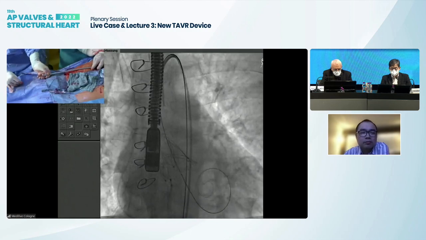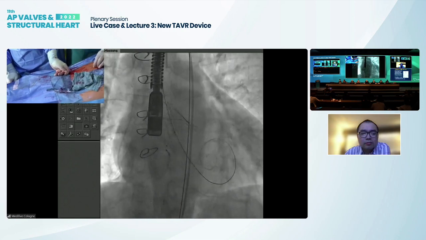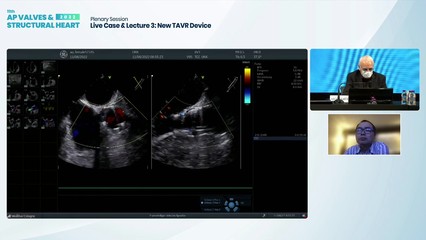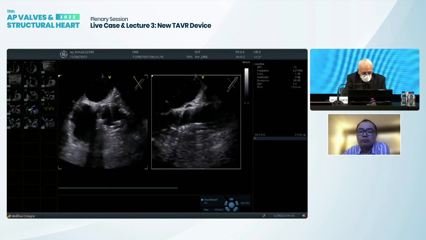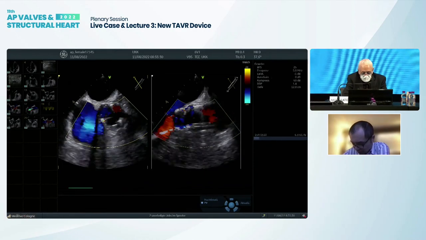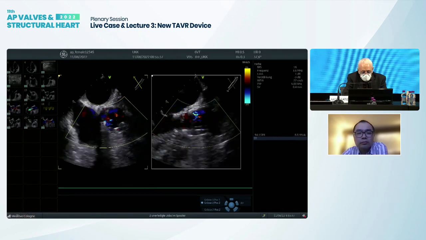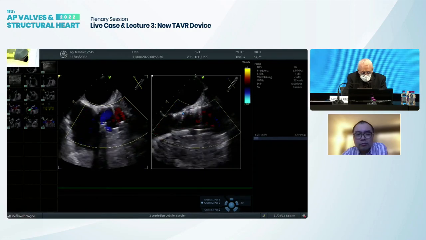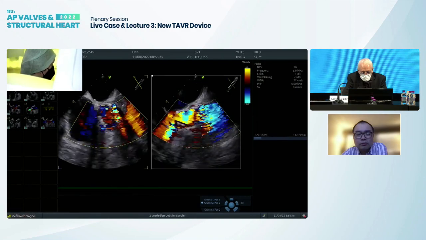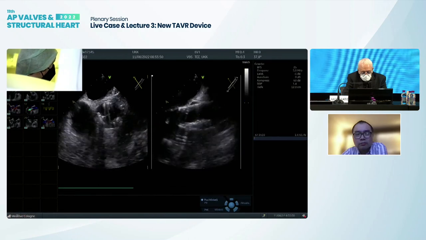Perhaps we can already show some echo data, if you don't mind. We want to see the result, actually. You can see it here in the biplane view that the valve on the right side is sitting in here very nicely. As I turn color on, we can also appreciate that we have maybe only trace PVL, but the catheter is also still in. Definitely no signs of great regurgitation, paravalvular, or anything. So it looks very good. Central leakage should disappear.